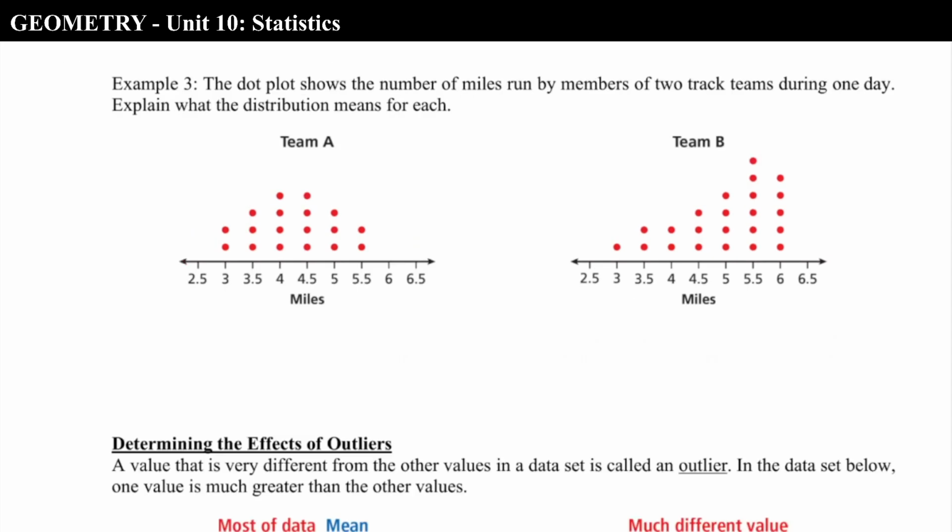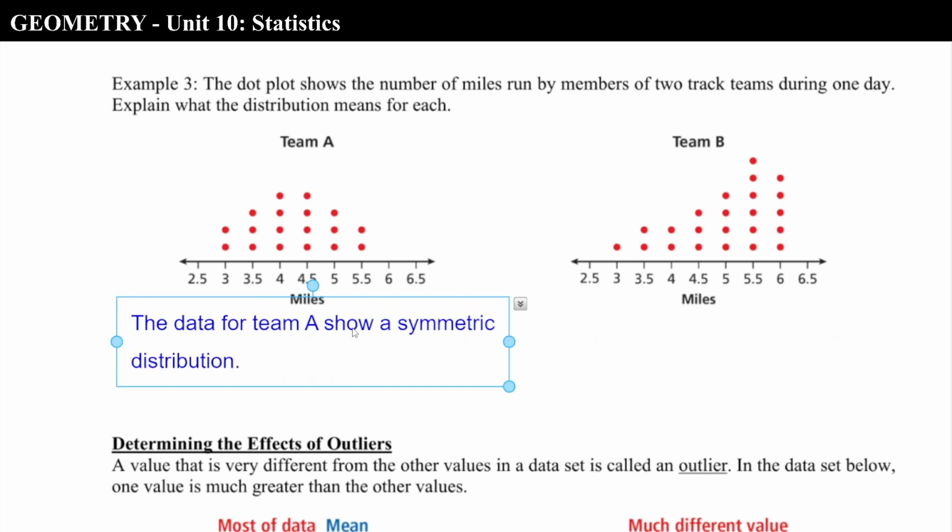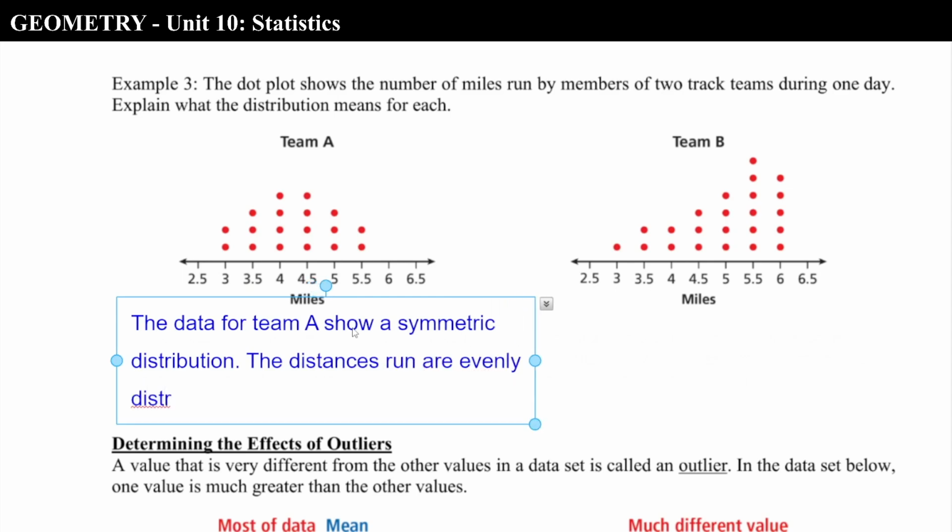So in example 3, the dot plot shows the number of miles run by members of 2 track teams during one day. We're going to explain what the data distribution means. So for team A here, the data for team A show a symmetric distribution. The distances run are evenly distributed about the mean.